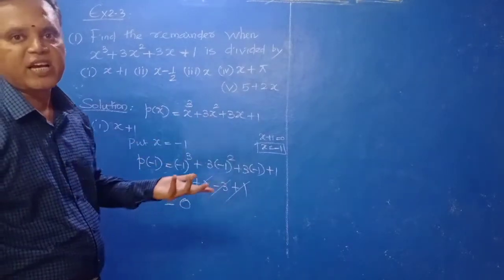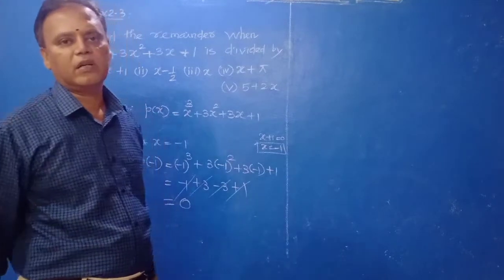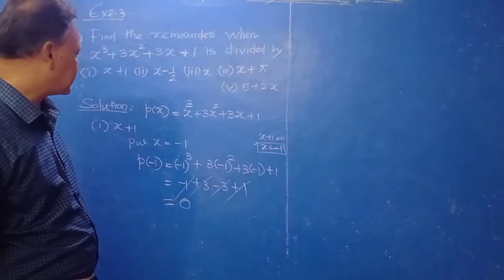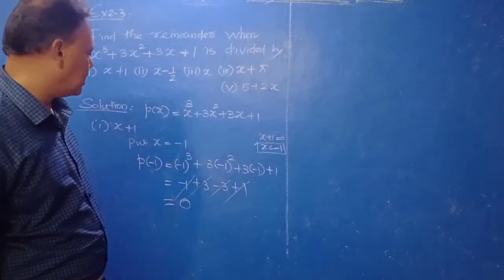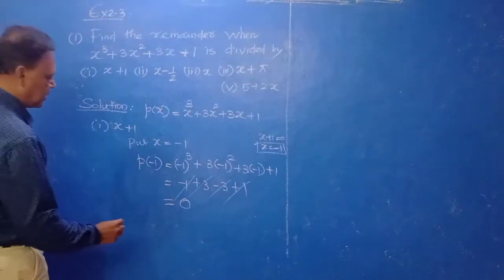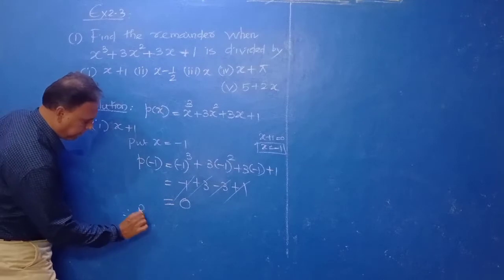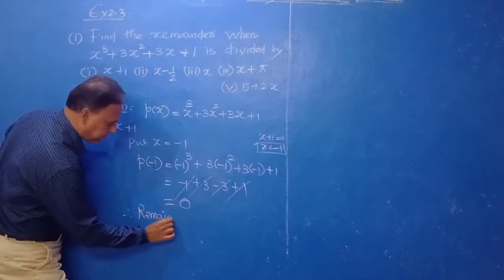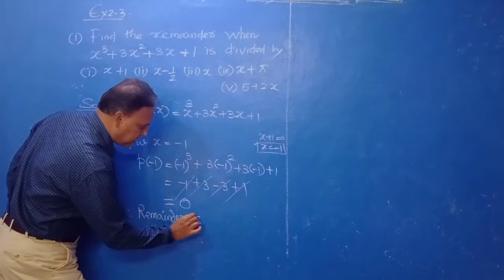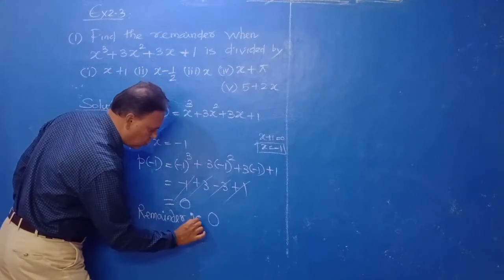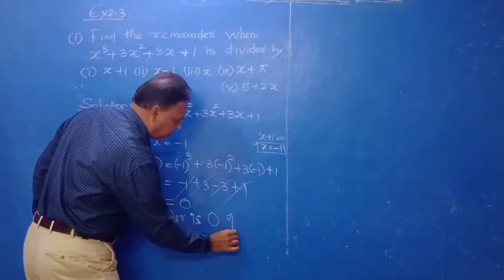This is a factor exactly. Factor means what? Exactly divisible. Clear? Understand? Exactly divisible by this polynomial. Clear? Therefore, the remainder is 0 for P of x.